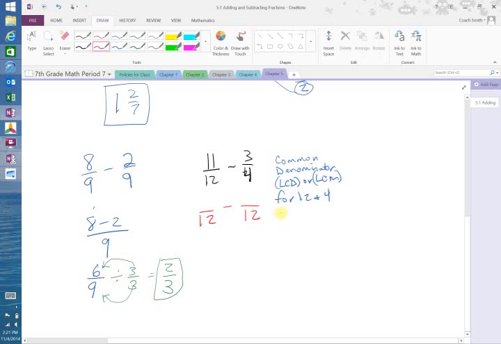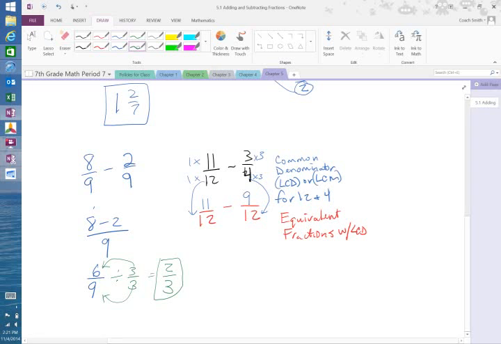So now I'm going to make equivalent fractions with the LCD. What did I do to 12 to make it 12? Multiplied by 1. So I do the same thing to the top, which means I have 11. What did I do to 4 to make it 12? Multiplied by 3. So I do the same thing to the top, which makes that 9.